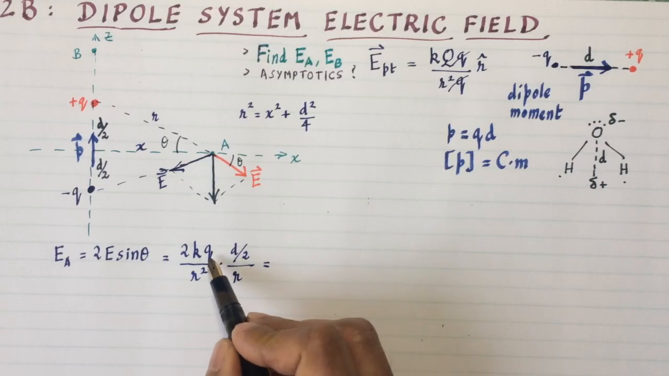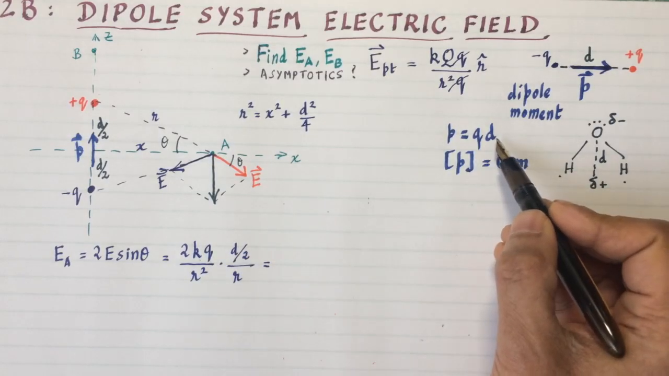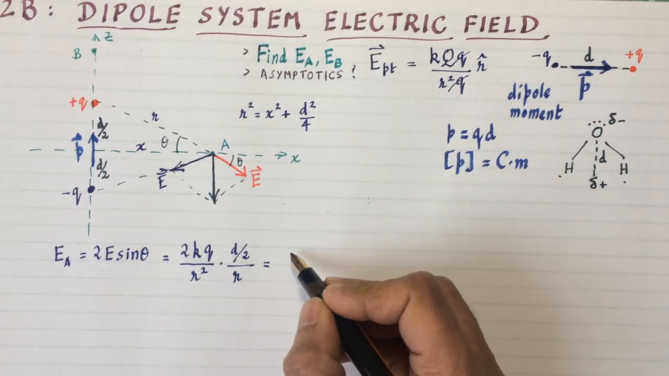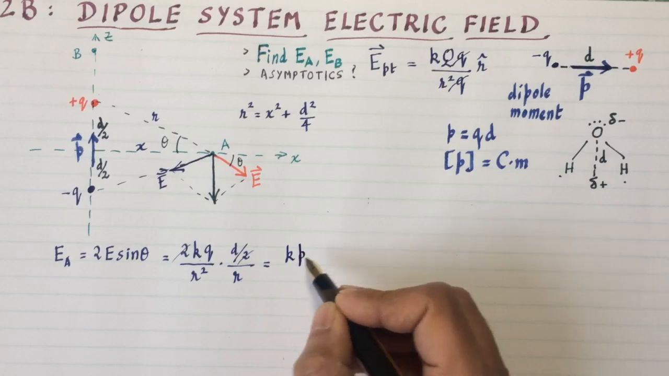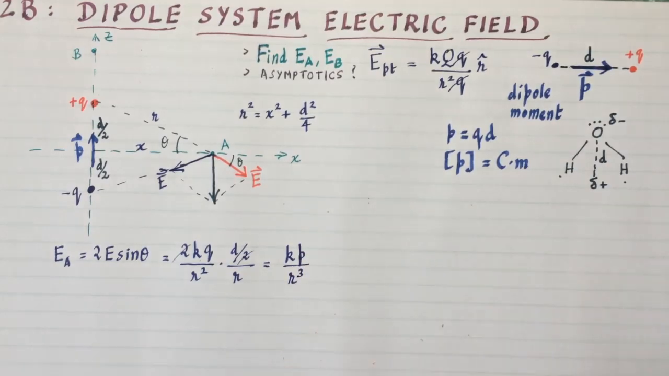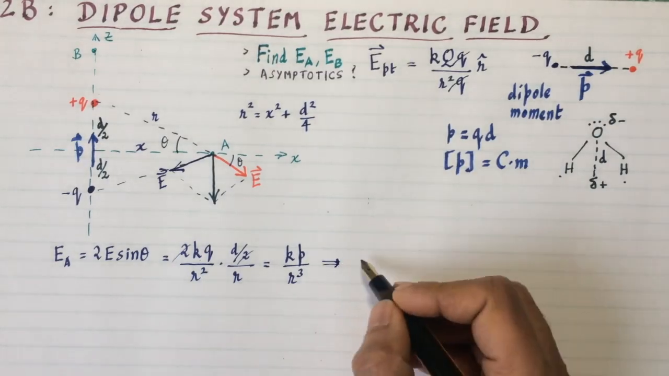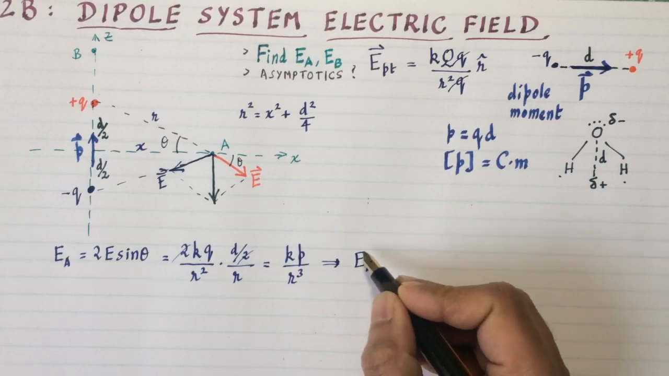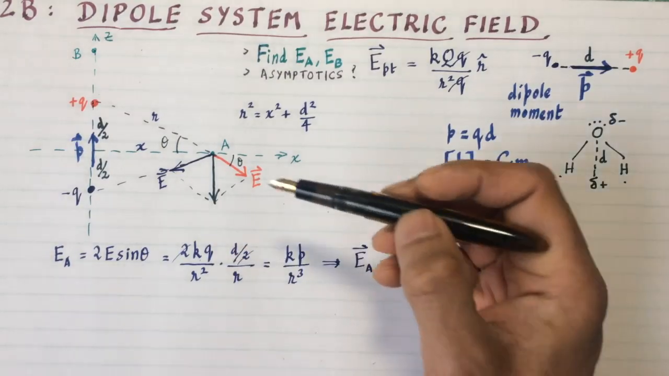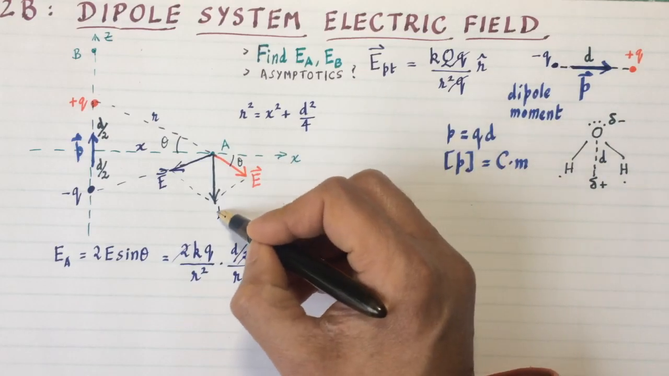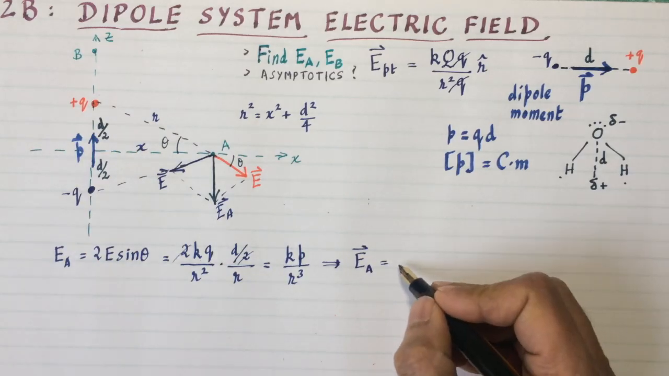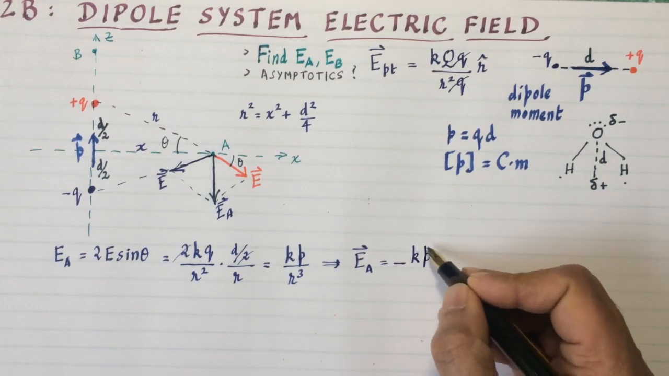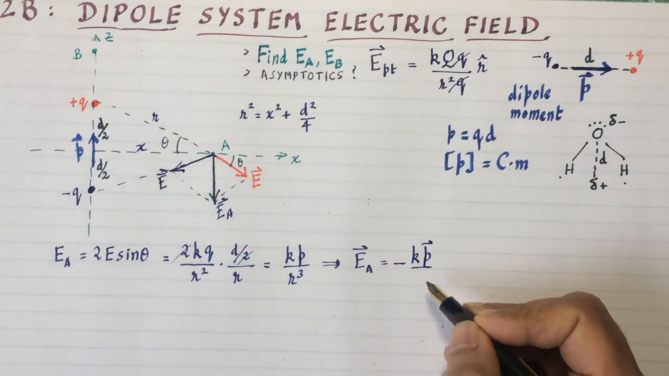Now when I see the product q times d, I'll immediately pounce on it and write the dipole moment p instead. So that's going to be k times the dipole moment p divided by r cubed. We are done. That is the electric field magnitude. Now if you want to write it in terms of vectors, what you will do is this. Electric field A, if you notice, the electric field is pointing down, but the dipole moment is pointing up. So the best way to fix that is to put a negative sign. And now we are basically done.